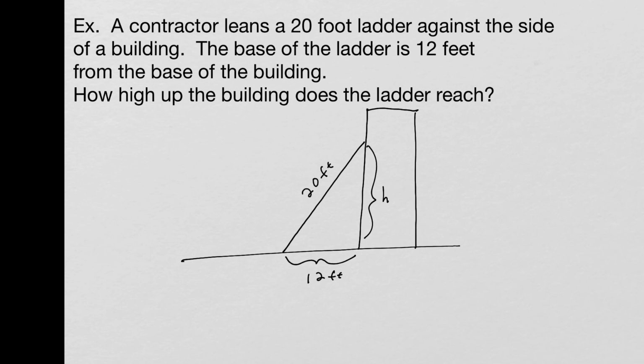Well, notice here, assuming the building is going straight up, which it should be, this is a right triangle, right? That's a right angle there. So I could extract out this right triangle. I'll draw it in red. And since we know the length of the hypotenuse and we know the length of one of the legs, we can find the length of the other leg, the h, by using the Pythagorean theorem.